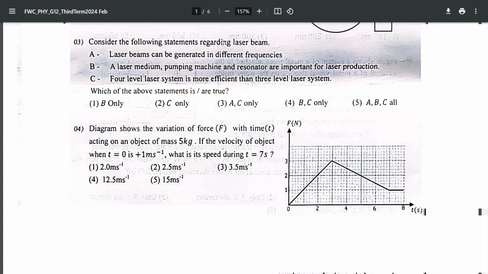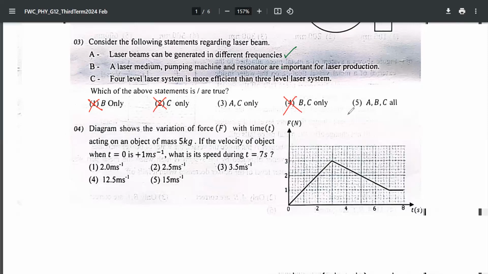Number 2, tell me a unique feature of laser light. Laser light is monochromatic. It has one color. It can be red, it can be green, it can be blue. But normal light is a mix of 7 colors. So laser light has several different colors. If you go to statement A, laser beams can be generated in different frequencies. Do you agree with that? Yes. Different colors, different frequencies. So A has to be correct. So to answer that question, you don't have to learn laser specifically. If A is correct, which answers cannot be correct? First, second, fourth. So it's either 3 or 5.